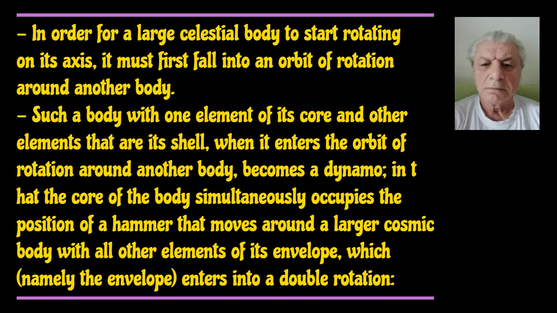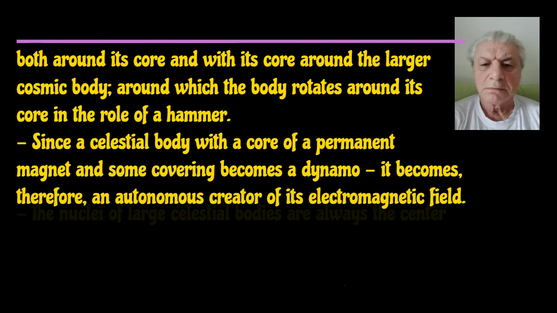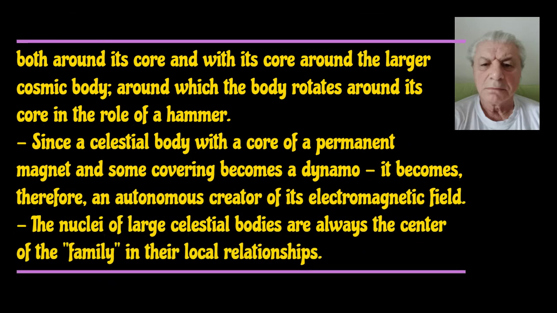Such a body with one element of its core and other elements that are its shell, when it enters the orbit of rotation around another body, becomes a dynamo, in that the core of the body simultaneously occupies the position of a hammer that moves around a larger cosmic body with all other elements of its envelope, which, namely the envelope, enters into a double rotation, both around its core and with its core around the larger cosmic body, around which the body rotates around its core in the role of a hammer.